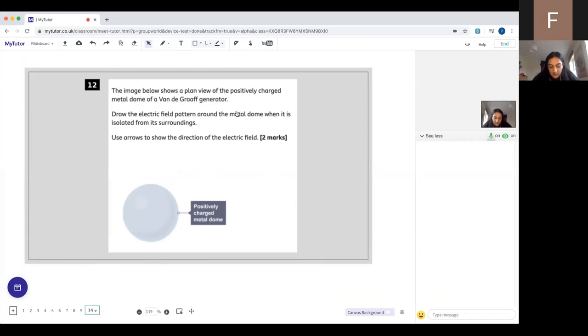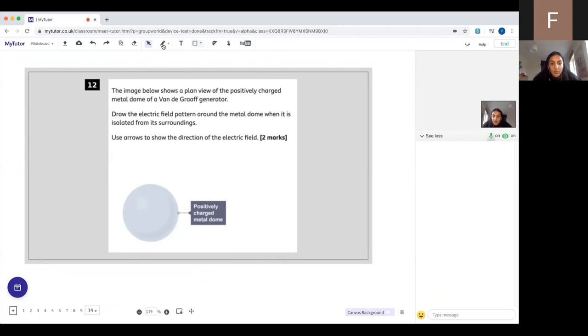Great, I can see loads of you put in the right answers. The arrows would go outwards and they would gradually get further apart. So as I drew previously, I won't draw it again, but the field lines do go radially outwards.